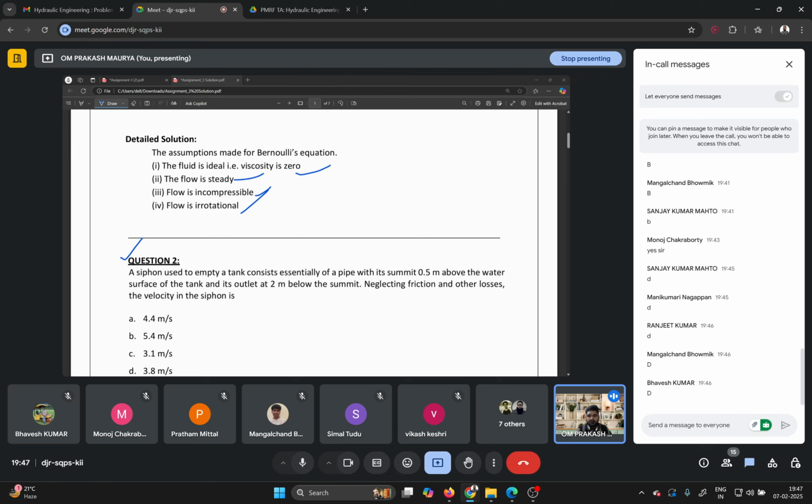For question number 2, a siphon used to empty a tank consists essentially of a pipe with its summit 0.5 meter above the water surface of the tank and its outlet 2 meter below the summit. Neglecting the friction and other losses, the velocity in the siphon is option A 4.4 meter, option B 5.4 meter, option C 3.1 meter, and option D 3.8 meter. Okay, Manoj is telling option D for this question.